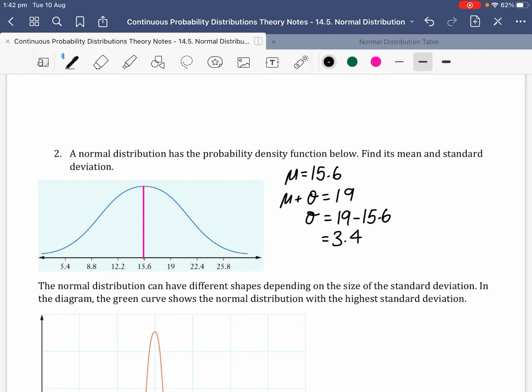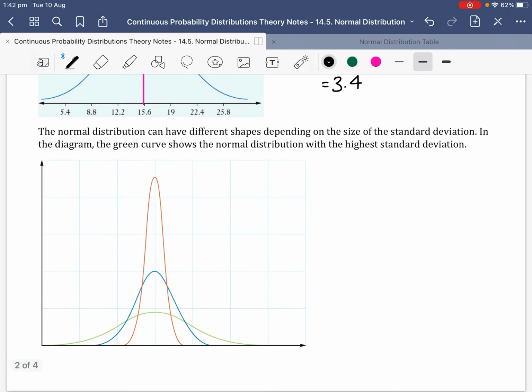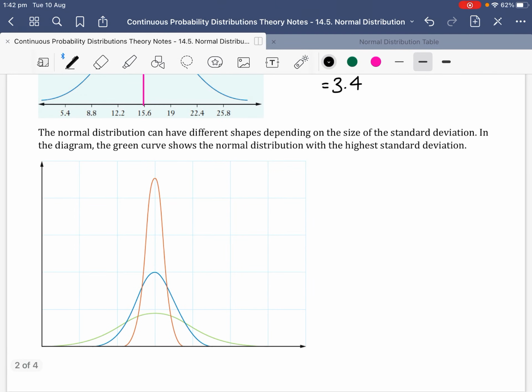What we then do is we check that this is correct. Just in our heads, we don't have to write it down, but we should check that all of the differences between the values on the graph are 3.4, and for this example, they are. So the normal distribution can have different shapes depending on the size of the standard deviation. In the diagram, the green curve shows the normal distribution with the highest standard deviation here.